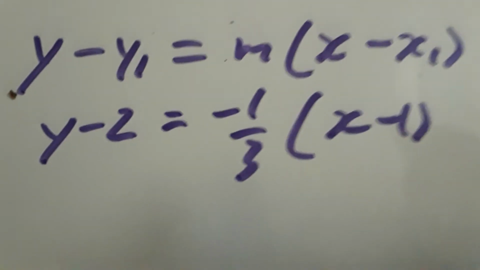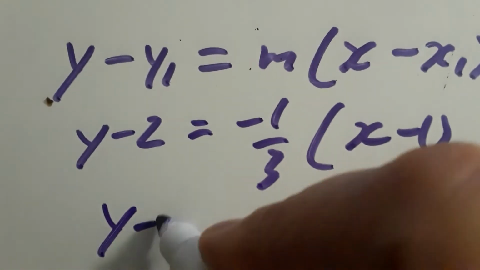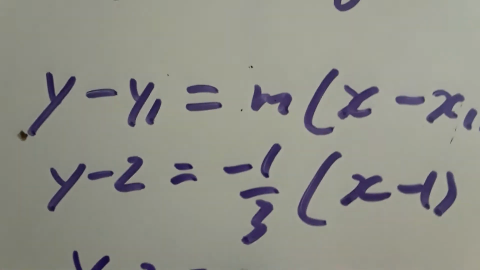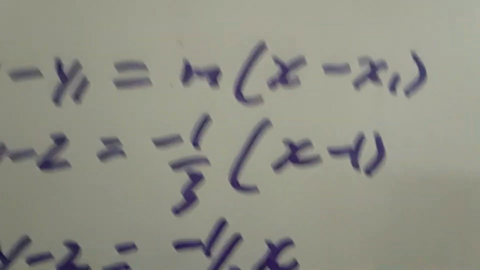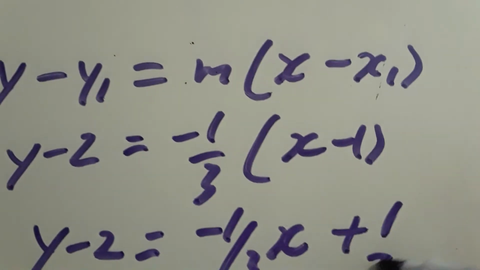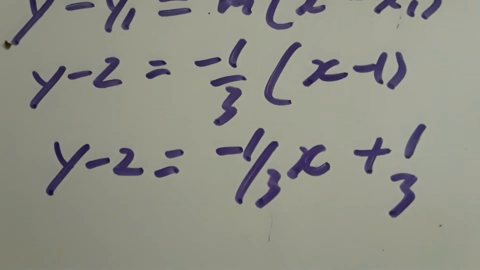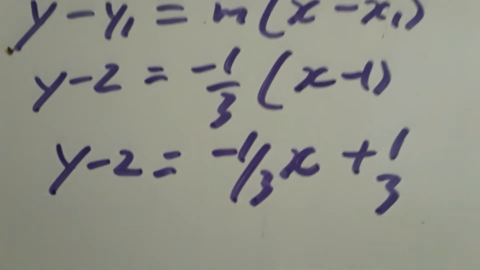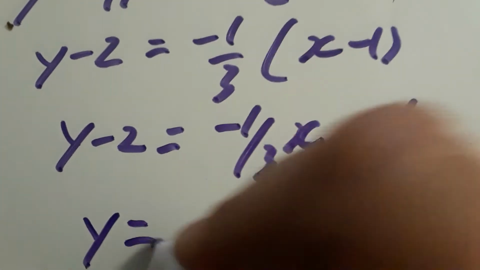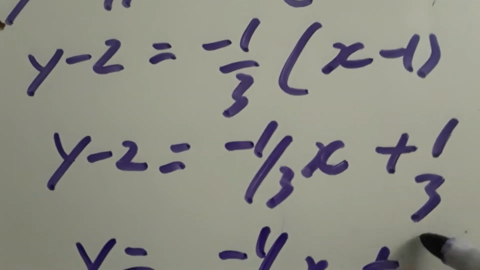Okay, so we're going to go ahead and use the distributive property on the right side of this. So we're going to end up with y minus 2 equals negative 1/3 x, and then negative 1/3 times negative 1 is positive 1/3. Okay? And now we're going to take that negative 2 and put it on the other side and change it to positive 2. So we're going to end up with y equals negative 1/3 x plus 1/3.